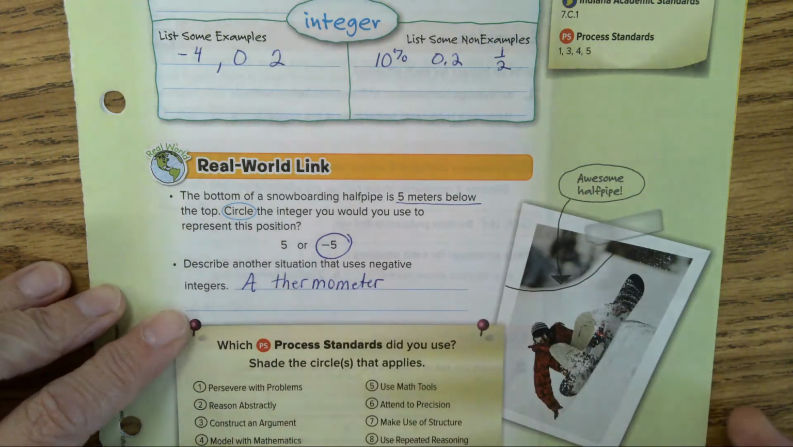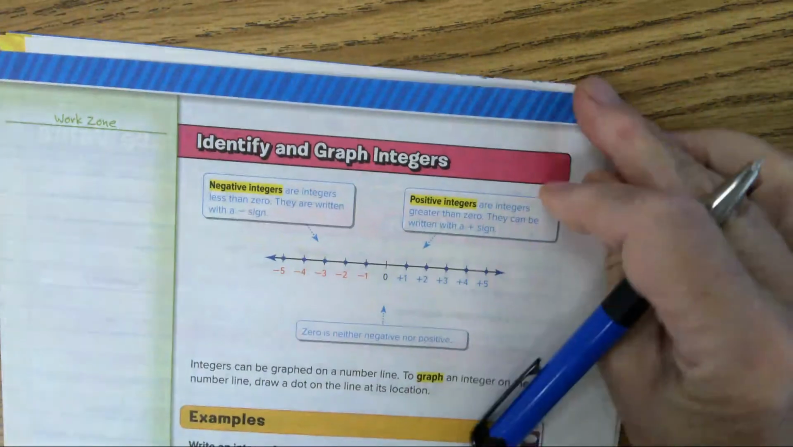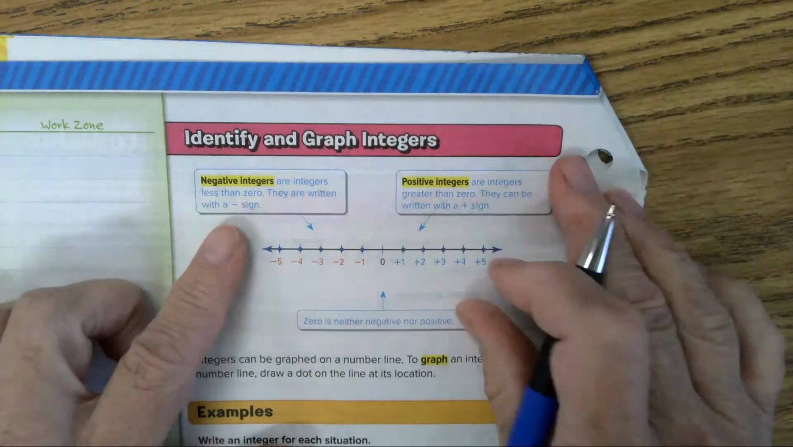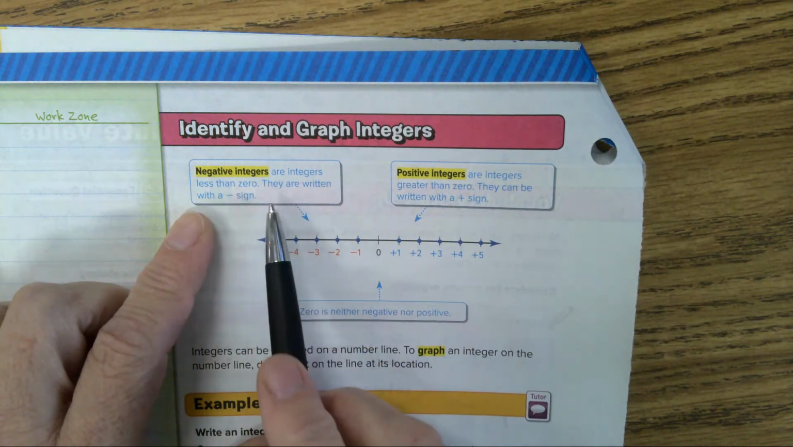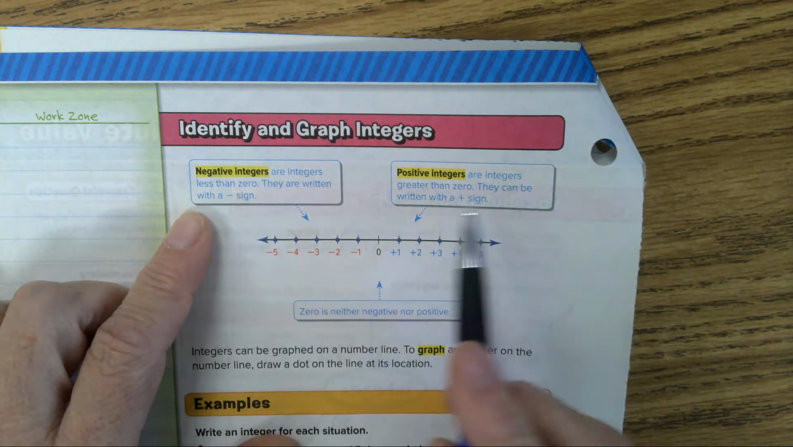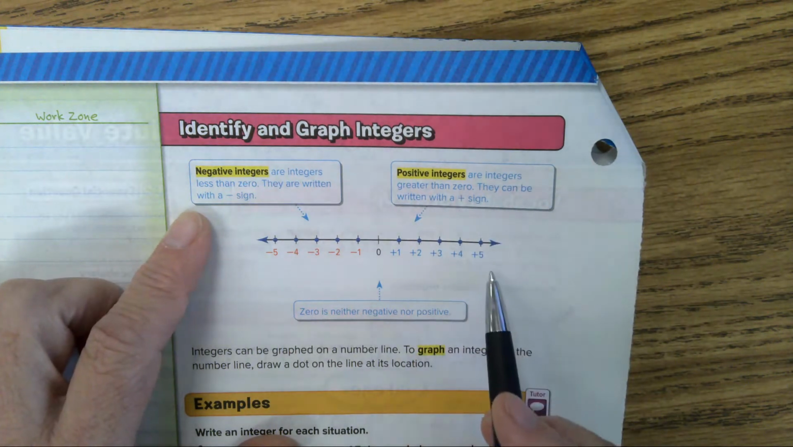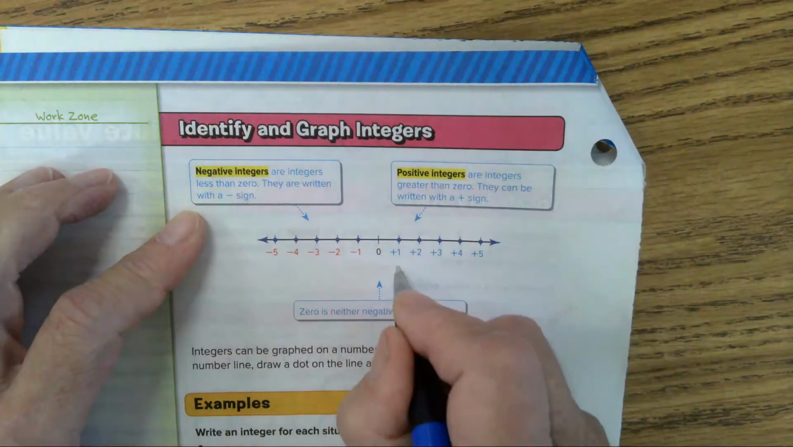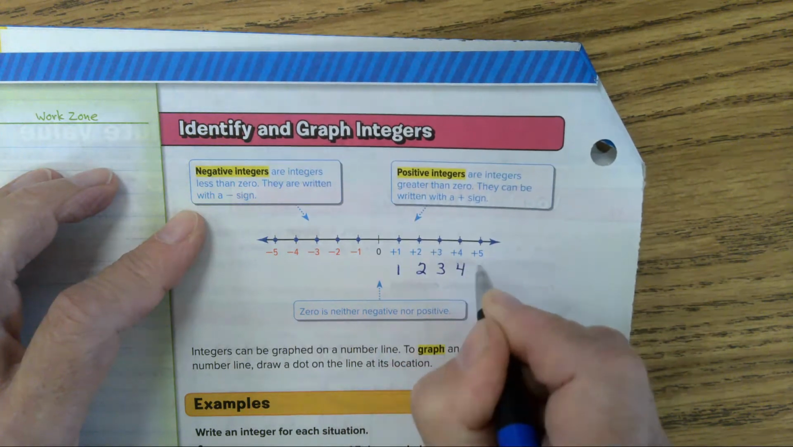All right, let's now go to page 192. Identify and graph integers. Negative integers are integers less than 0. They are written with a negative sign. Positive integers are greater than 0. They can be written with a positive sign, but you don't have to. Most of the time you would just write 1, 2 for a positive number. You would not put the plus sign.